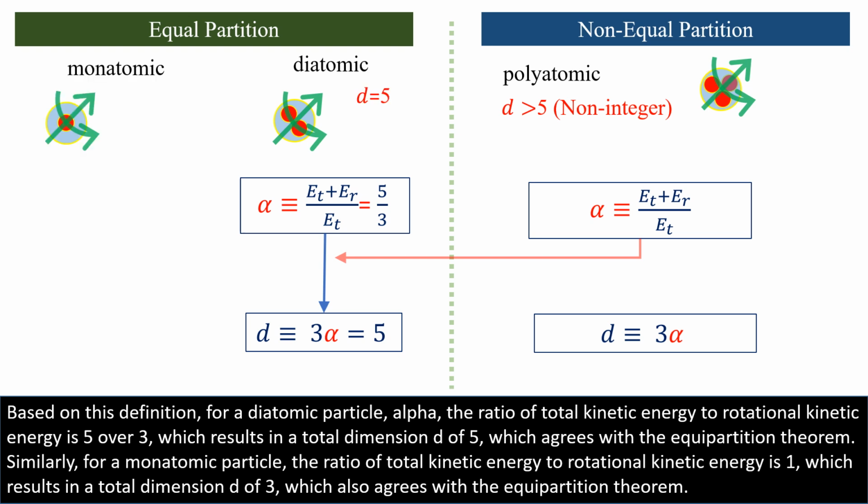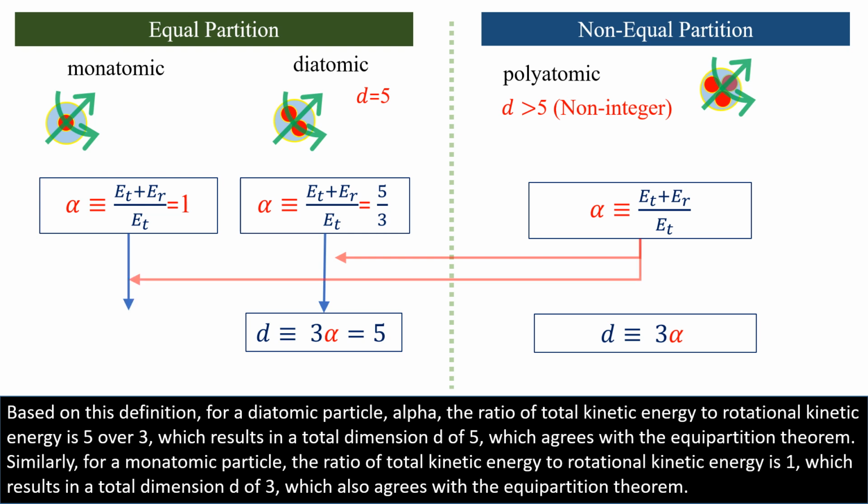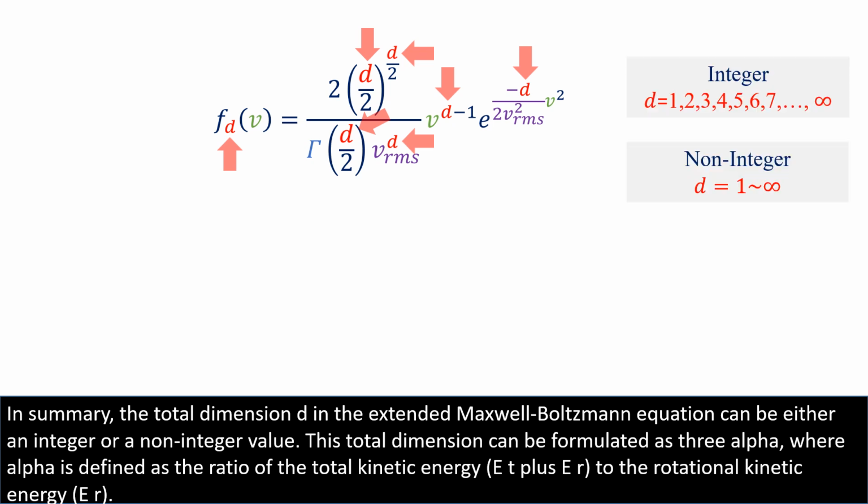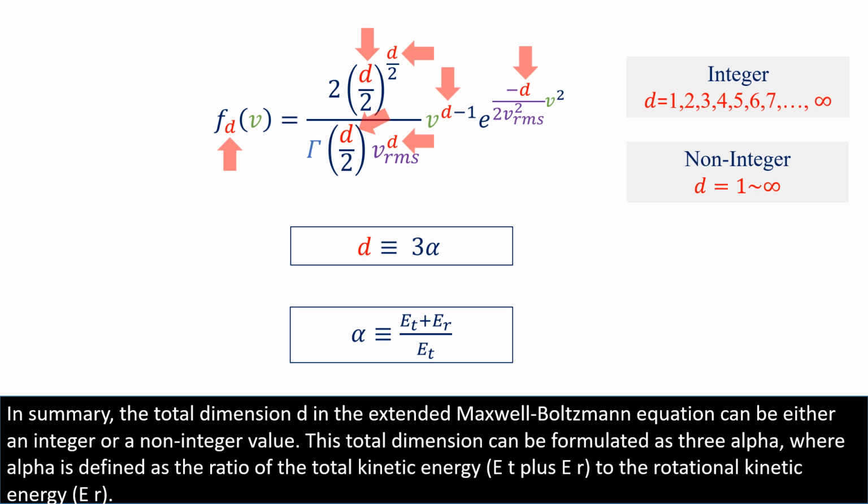Similarly, for a monatomic particle, α is 1, which results in a total dimension d of 3, which also agrees with the equipartition theorem. In summary, the total dimension d in the extended Maxwell Boltzmann equation can be either an integer or a non-integer value. This total dimension can be formulated as 3α, where α is defined as the ratio of the total kinetic energy, ET plus ER, to the translational kinetic energy, ET.